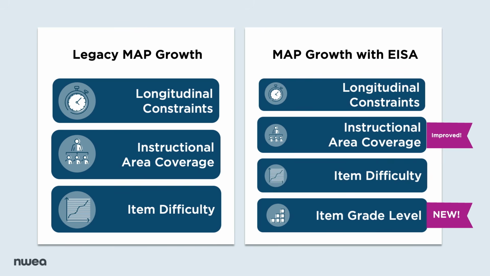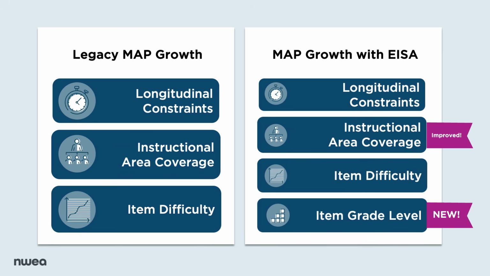MapGrowth now uses an Enhanced Item Selection Algorithm, or EISA for short. With EISA, those 3 rules still matter, but there are 2 key enhancements. First, instructional area weighting is now flexible in math. Instead of equal representation, the blueprint can reflect state standards, so students may get more items from some instructional areas than others, depending on what's emphasized in their grade and your state.